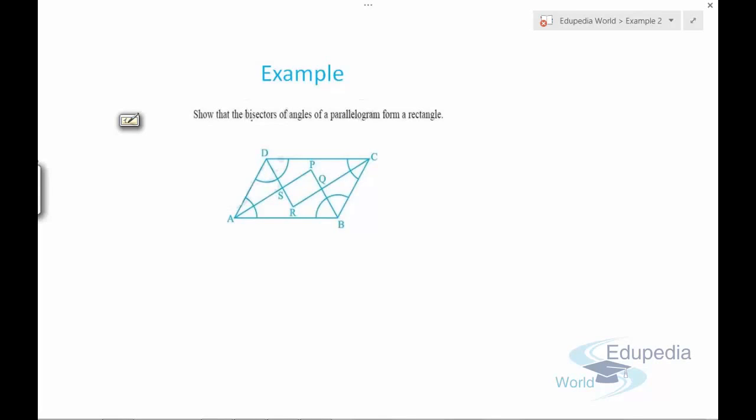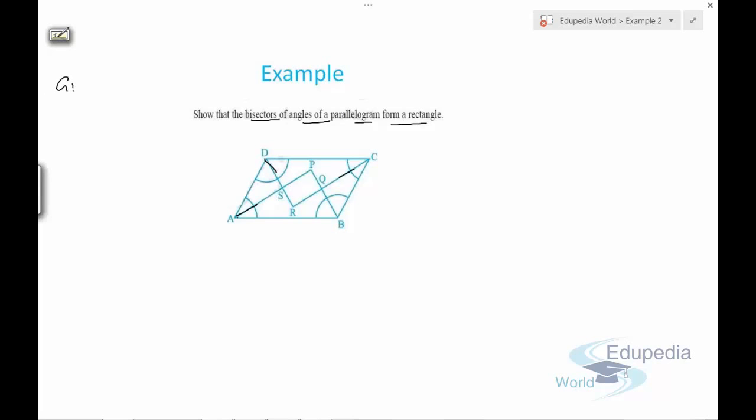We need to show that the bisectors of angles of a parallelogram form a rectangle. So we need to show that if these are the bisectors and we join them, they form a rectangle. So we need to prove that PQRS is a rectangle. So let's see how we can do this.